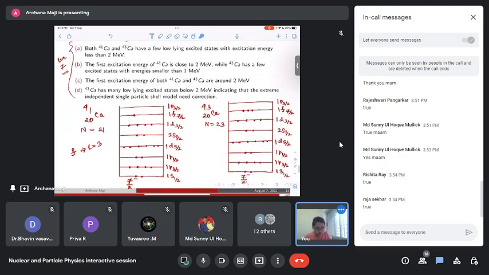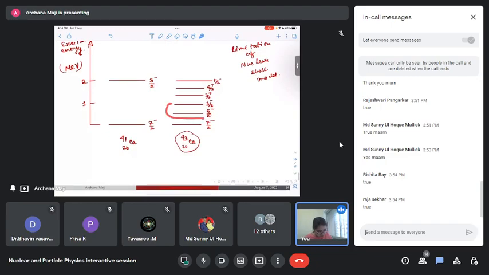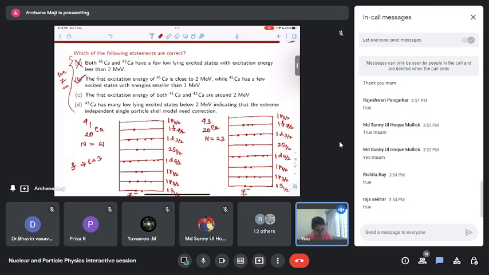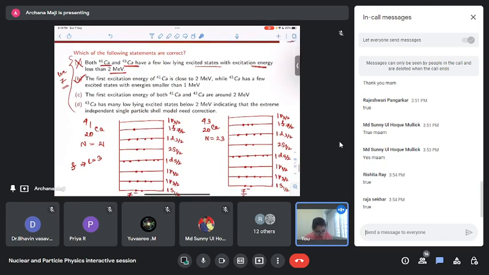Okay, so basically the answer to this question is that the first excitation energy of calcium 41 is close to 2 MeV, while calcium 43 has a few excited states with energies smaller than 1 MeV. So that's what we have shown here. So this option is correct, and this one is incorrect because it says that both calcium 41 and calcium 43 have low-lying excited states with excitation energy less than 2 MeV. That is not correct. For calcium 41, the excited state starts from this 2 MeV. And the third option is also incorrect because it says that the first excitation energy of both 41 and 43 calcium is around 2 MeV.